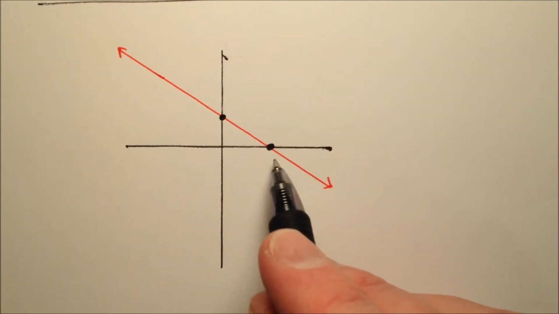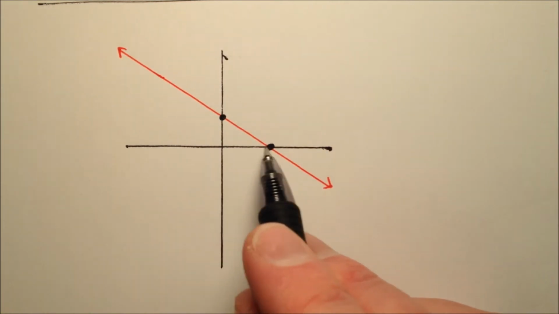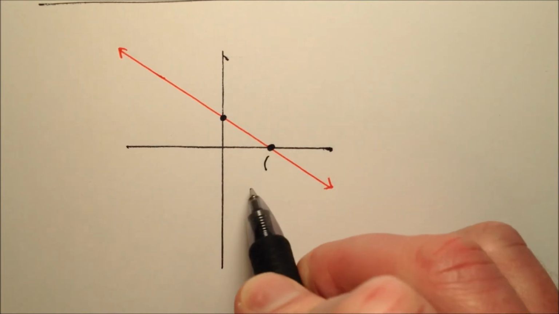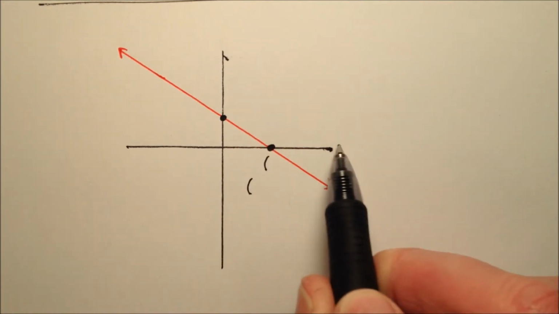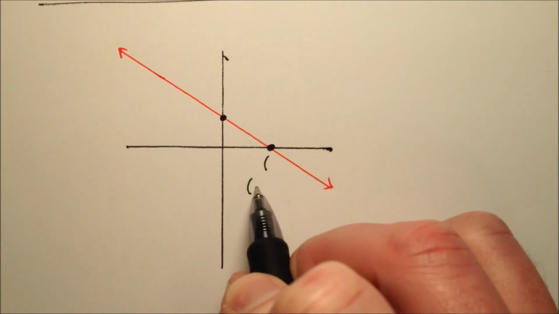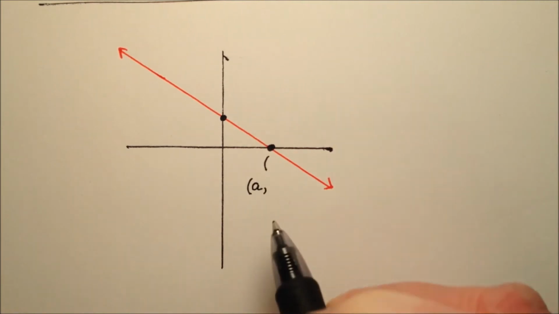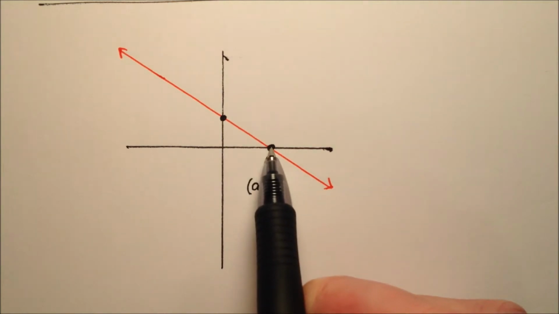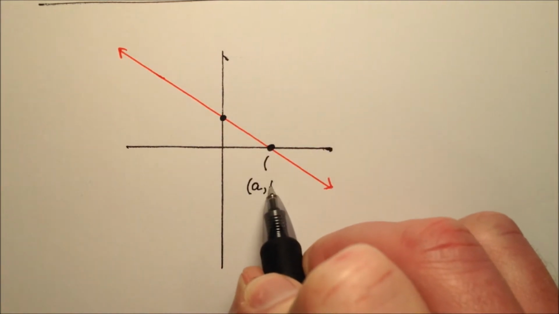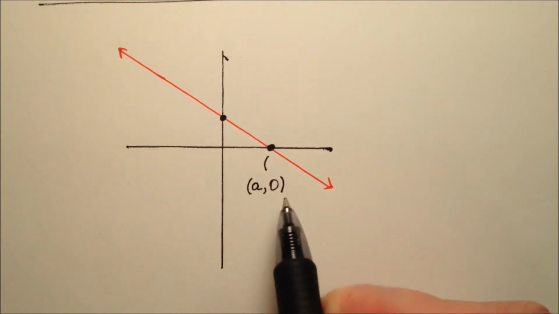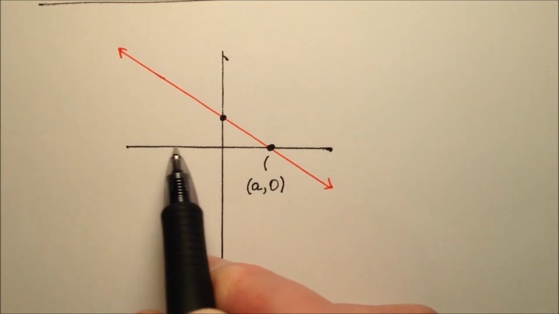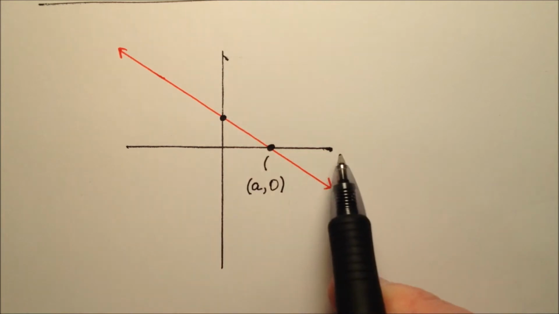So let's talk for a moment about the ordered pairs of these intercepts. So the x-intercept is going to be, well, we don't know how far right or left it's going to be, so we'll call that A. And then how far up and down? Well, if it's an x-intercept, it means it's on the x-axis, so it won't go up or down any. So this point will be (A, 0), where A is some real number along this axis.